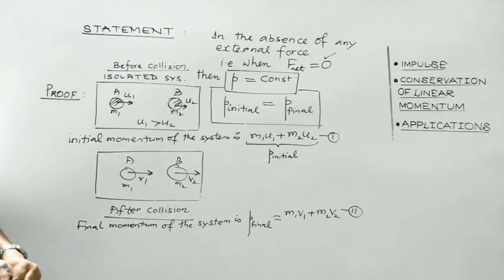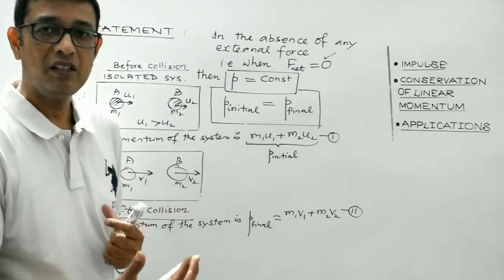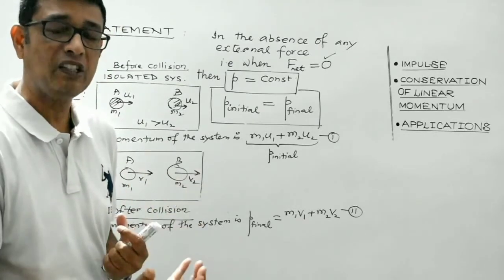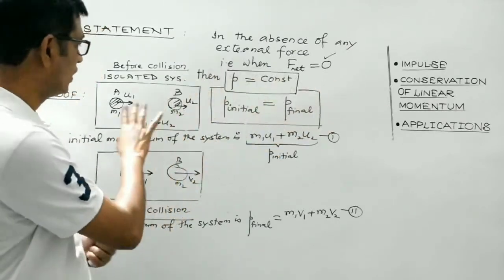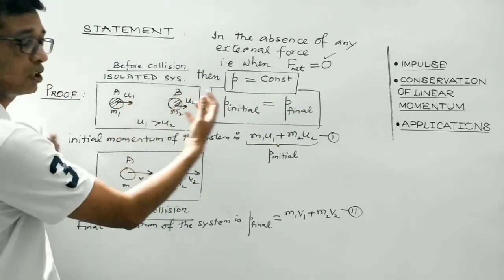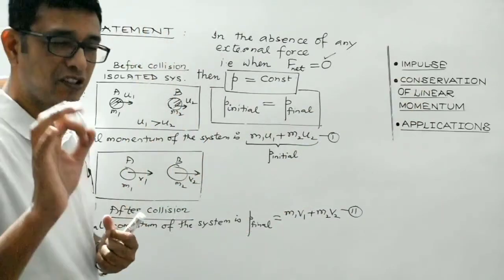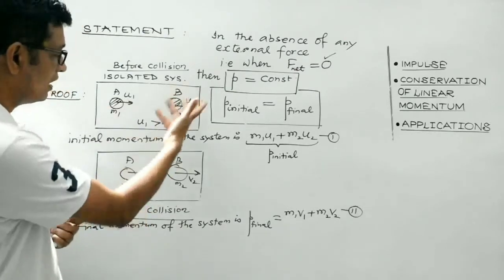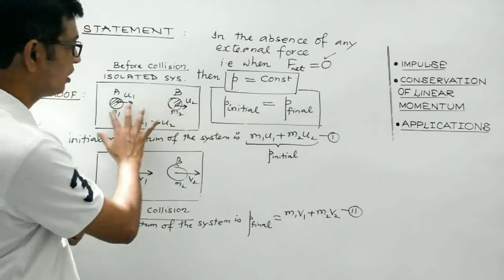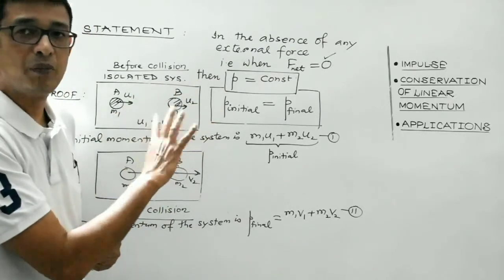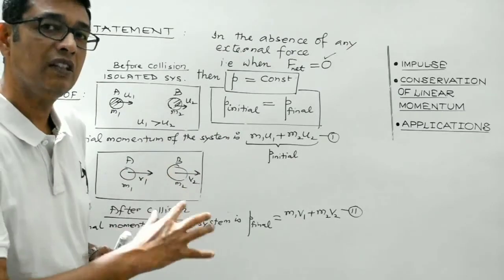Right, students? What we have considered is a system comprising two bodies A and B of masses M1 and M2 respectively, moving initially with velocities U1 and U2 along the same straight path. If U1 is greater than U2, then at some juncture the bodies will collide, and suppose they keep moving along the same straight path. After collision, the two bodies acquire final velocities V1 and V2. So the initial momentum of the system is M1 U1 plus M2 U2, and the final momentum is M1 V1 plus M2 V2.